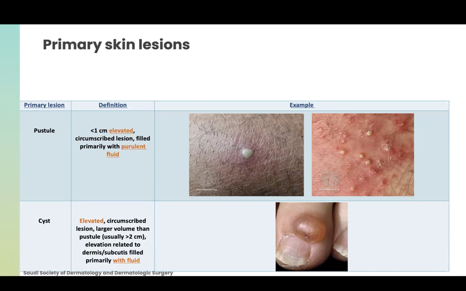So if it's follicular, you want to think of folliculitis and all of your differential diagnosis related to folliculitis. If it's non-follicular, you want to think of other differentials. So what's the difference between a pustule and a cyst?